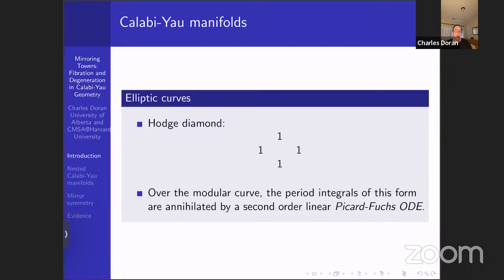And the period functions are annihilated by an ordinary differential equation of Fuchsian type, which in the case of an elliptic curve family is a second order linear equation. So that's the Picard-Fuchs ODE.